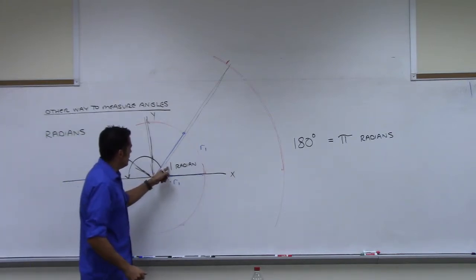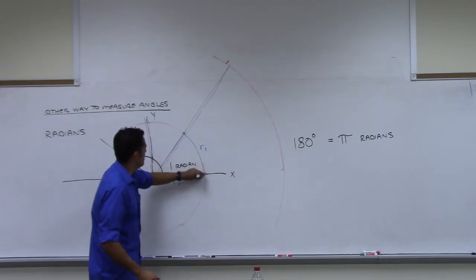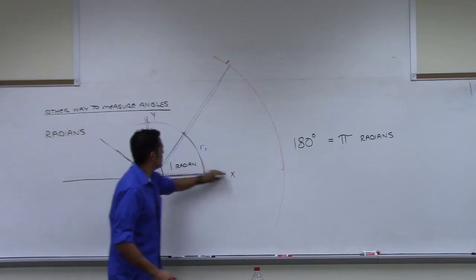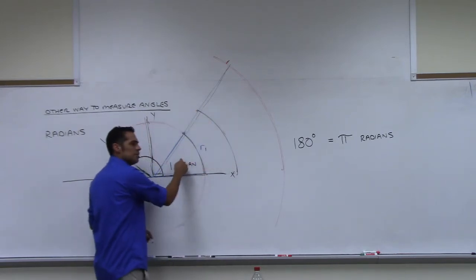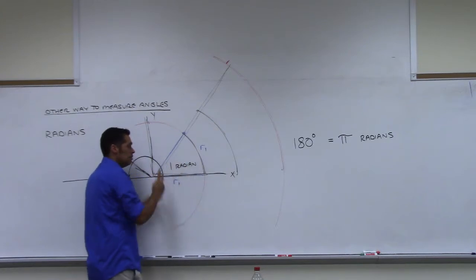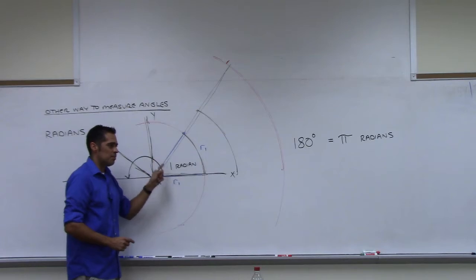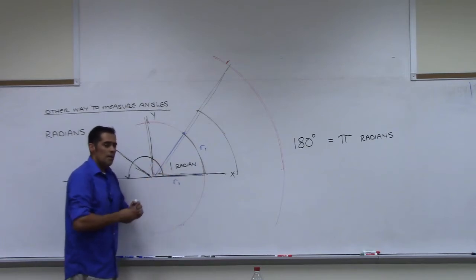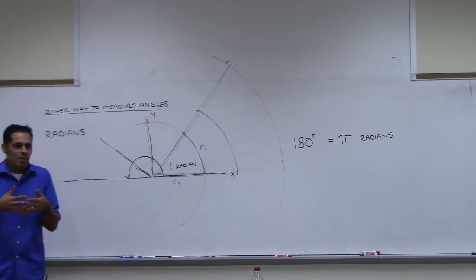This 1 radian comes from the idea that this length right here is equal to this length right here. And regardless of the circle size, these lengths are the same. You're forced to draw this angle. There's no other way to do it. And since there's no other way to do it, we have a very special name for it. It's 1 radian.